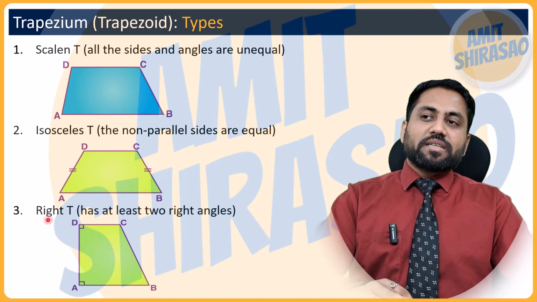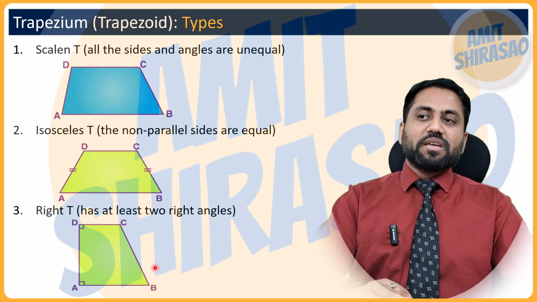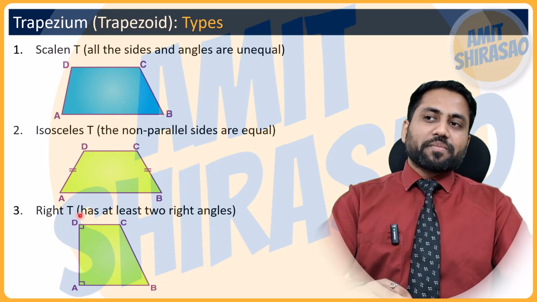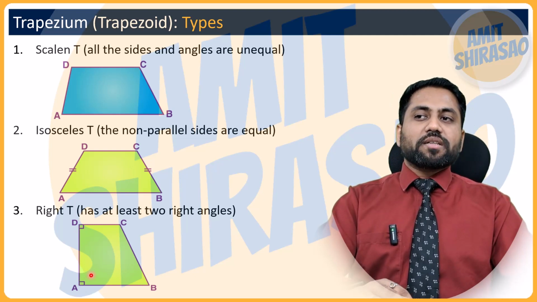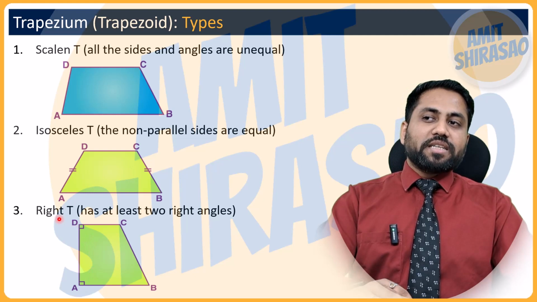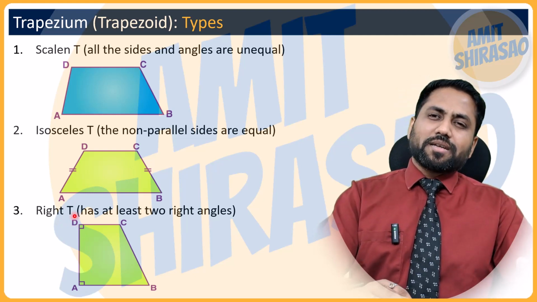Similarly, let us say that there was a right angle triangle, and you cut that right angle triangle like this by drawing a line which is parallel to the base. Then the trapezoid that you get is called a right trapezoid. It will have two right angles. So any trapezoid having two right angles is called a right trapezoid, or you can also call it a right angled trapezoid.